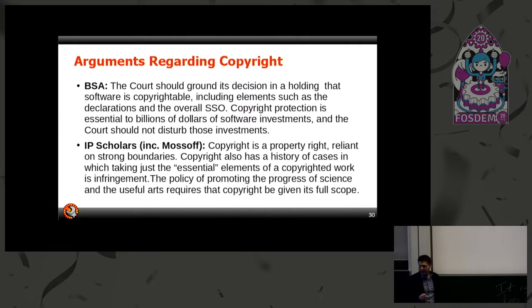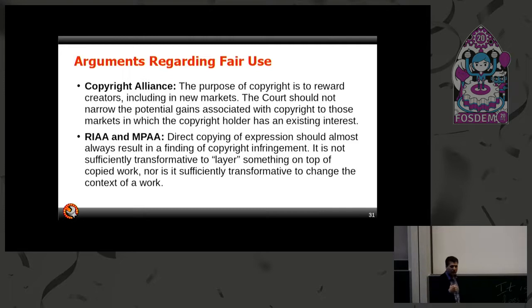It's bad policy. The BSA is probably going to weigh in, and the IP scholars are saying, this is a property right, and you should make sure that you reinforce the copyrightability of software, because that is the basis of the entire software industry. I'd like to point out that, to a certain extent, we actually agree with that from a FOSS standpoint. We rely on the enforceability of copyright for all of our favorite licenses. There's a lot of people who look like they're probably going to weigh in on fair use, saying what Google did actually directly displaced Oracle's product in the market. And because it displaced Oracle's product in the market, that is something that fair use has never allowed.